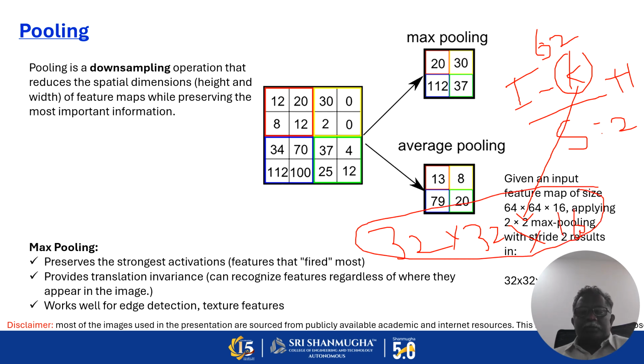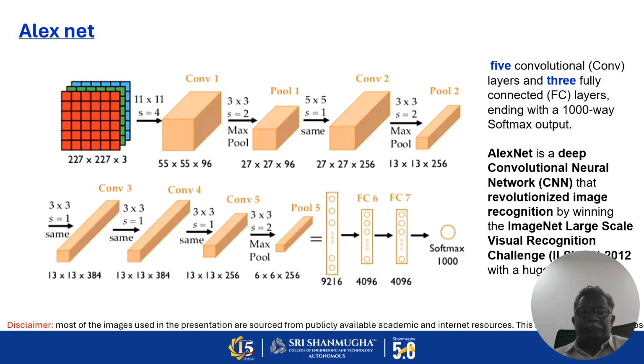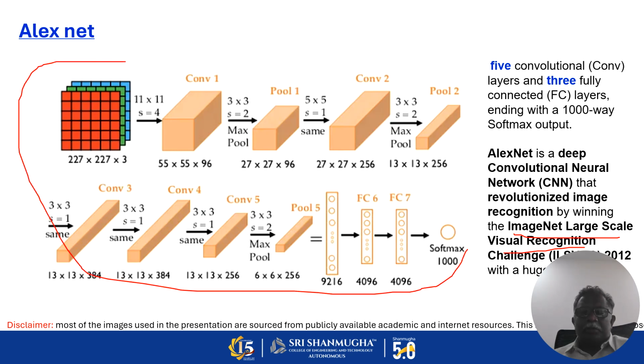So that is the purpose of the pooling layer. The pooling layer is basically a downsampling operation. Now, an important convolutional neural network architecture is AlexNet. It was developed in the year 2012 and won the image recognition competition conducted in an open forum. It has convolution and pooling, with 5 convolution operations and 3 fully connected layers. Finally, we get 1,000 softmax outputs.